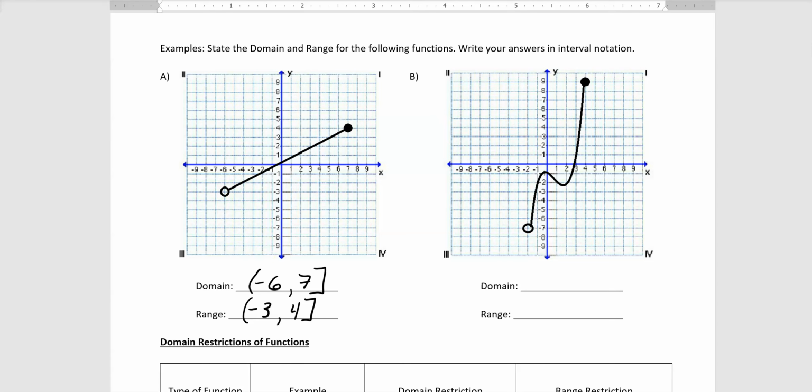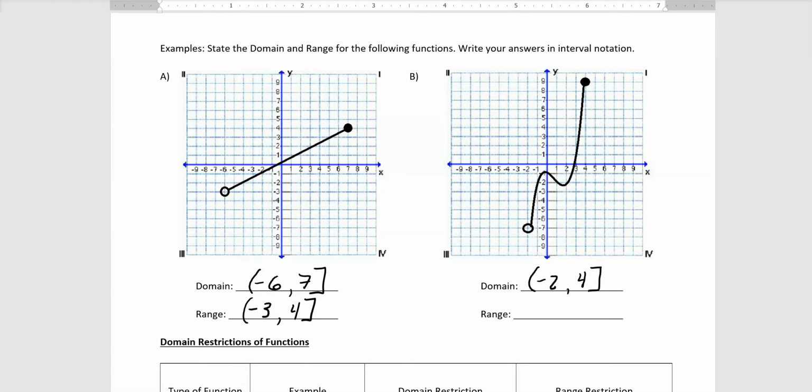Looking at letter B, my domain is left to right. How far left does this go? I have, let's see, open circle at negative 2. Open circle will have that soft bracket. And how far to the right does it go? It goes all the way to 4 with a closed circle, hard bracket.